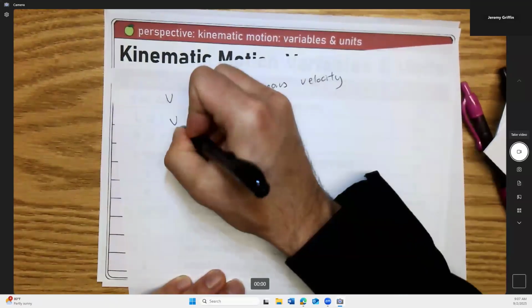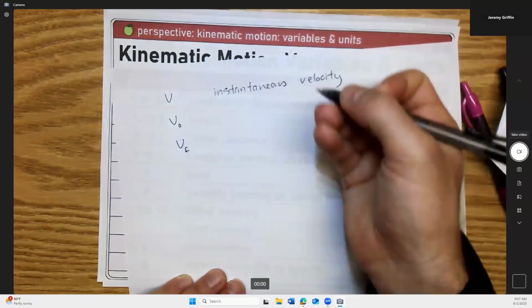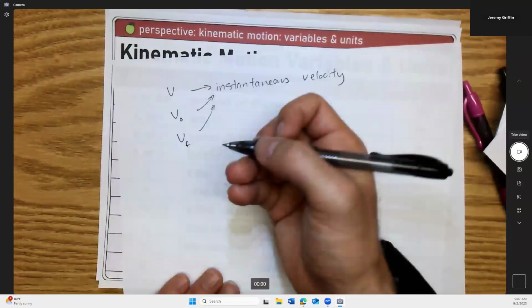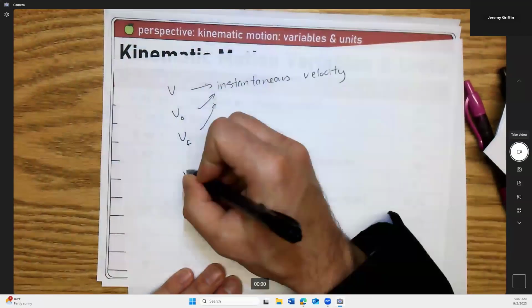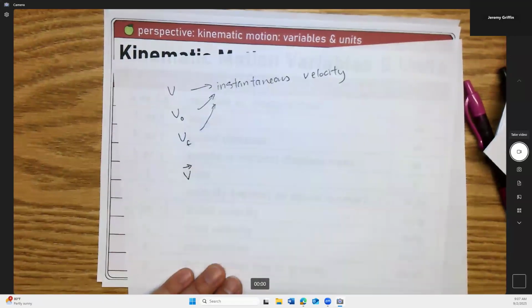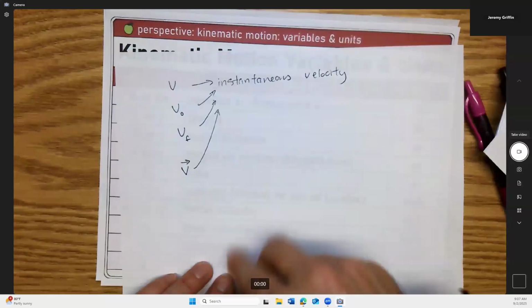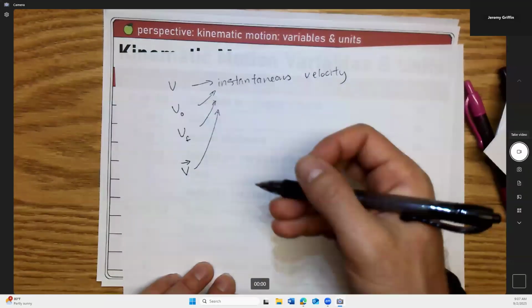If you see V naught or V F, those are initial and final velocities, but those are also instantaneous. Sometimes I'll throw a little vector arrow above that. That just makes it a vector. It's definitely talking about velocity, but same thing, instantaneous.